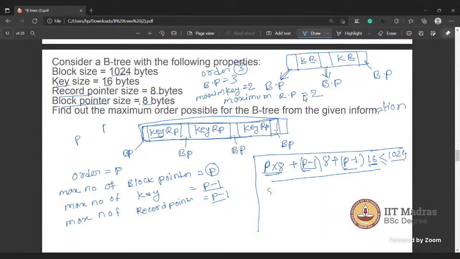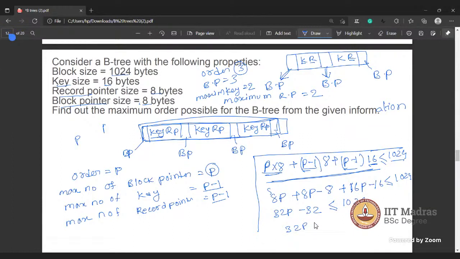Everyone got this concept? Yes, sir. Okay, so let's solve this. 8p plus 8p minus 8 plus 16p minus 16 less than or equal to 1024. So 8, 8, 16 and 16, that is 32p minus 32 less than or equal to 1024.